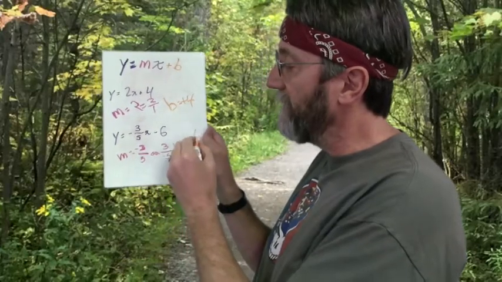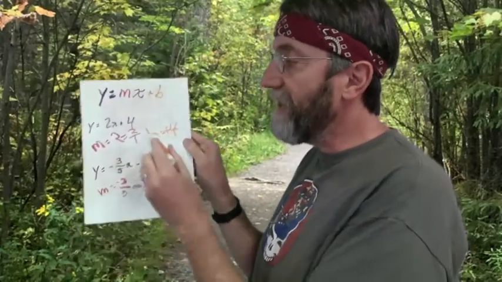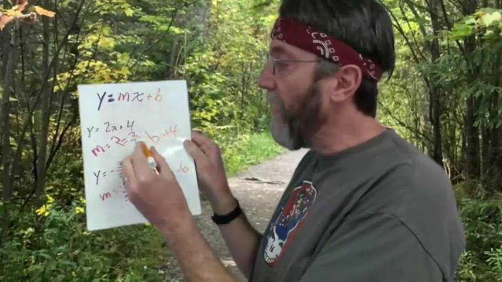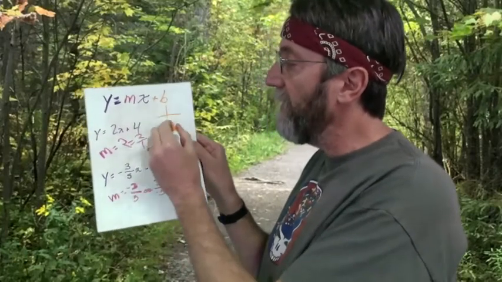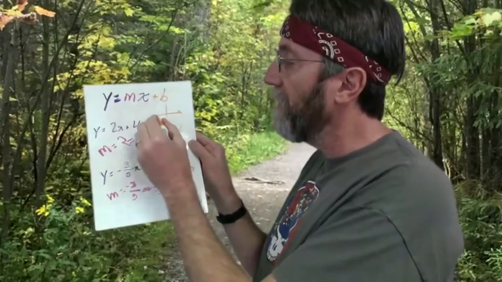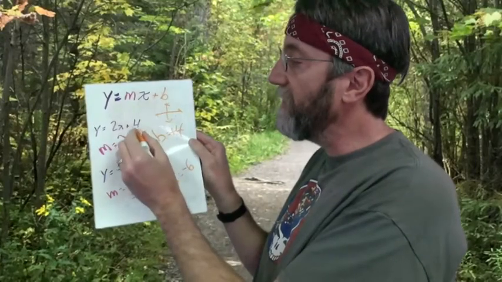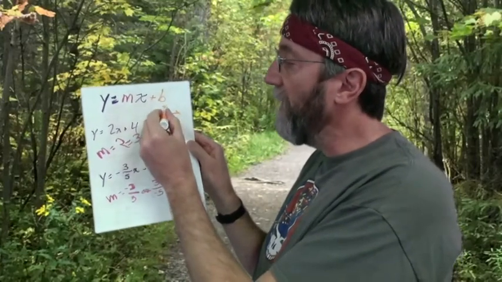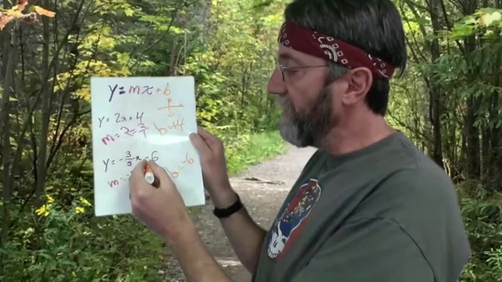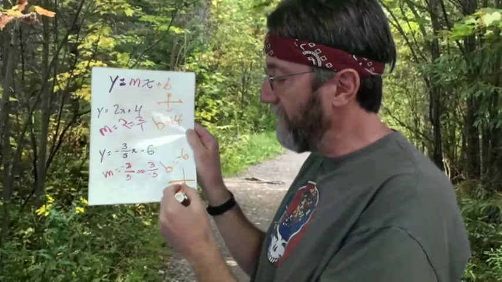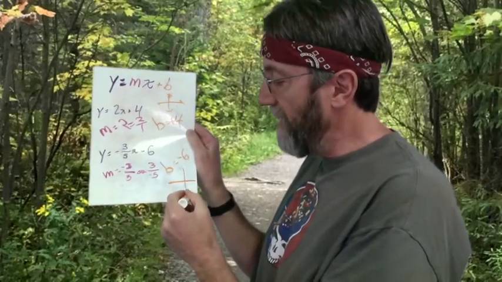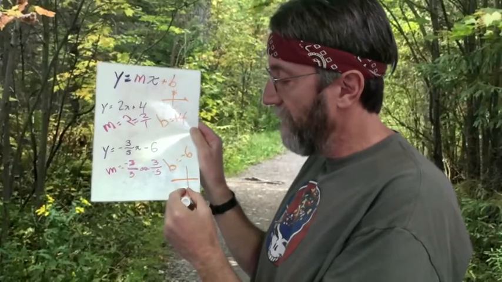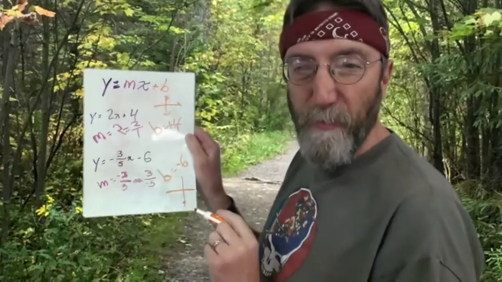It's a -6. What that means is that this line is going to cross the y-axis. Think about your x and y-axis. It's going to cross the y-axis down here at -6. And think about what we talked about.